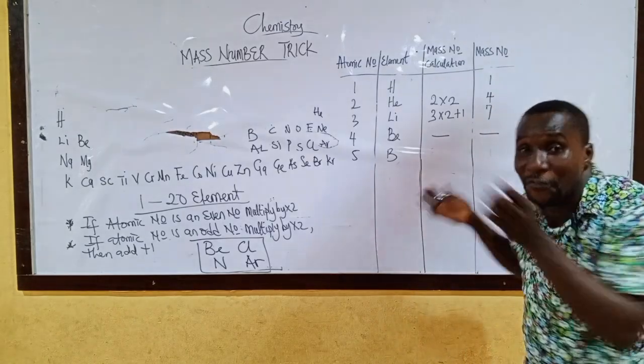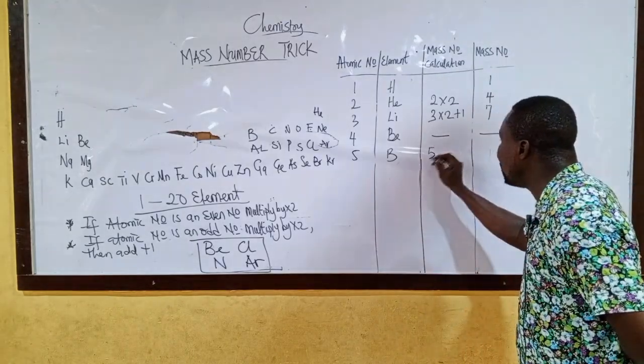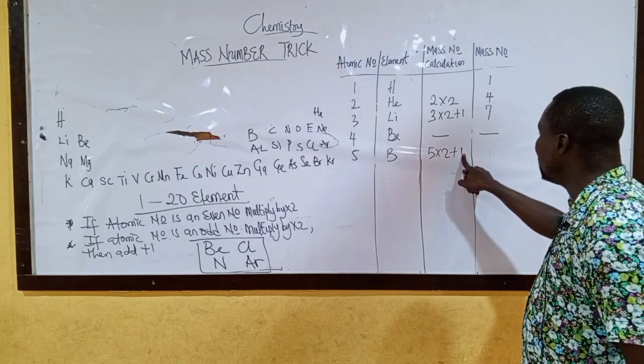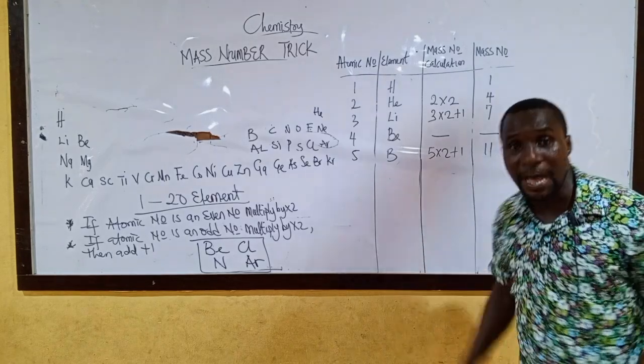What did I say about even numbers? Multiply by what? 2. Then add 1. 5 times 2, 10. Plus 1, 11. I mean, you are following.